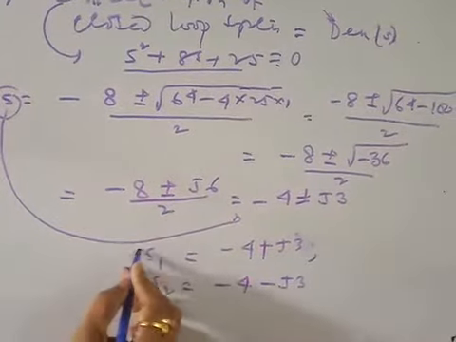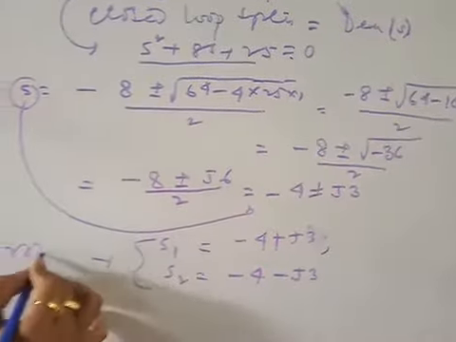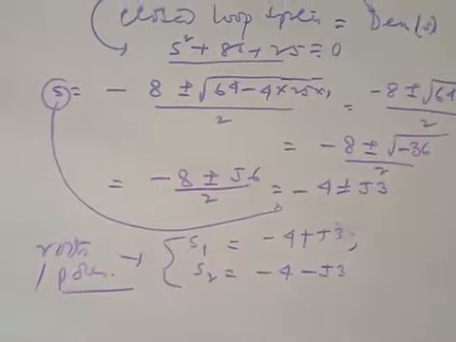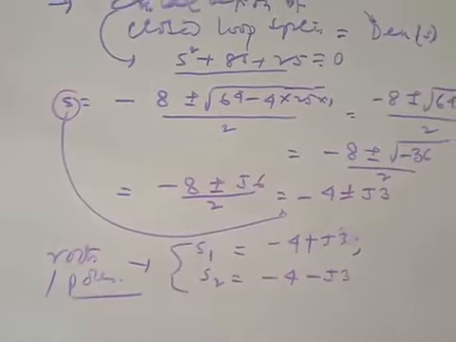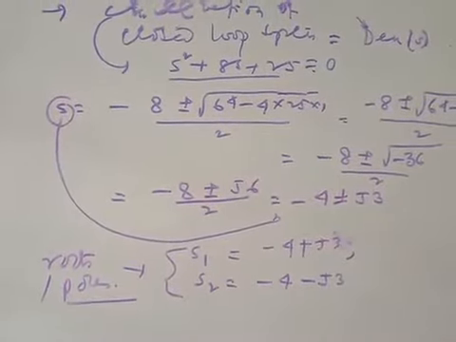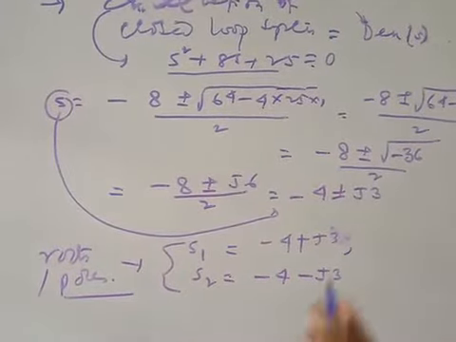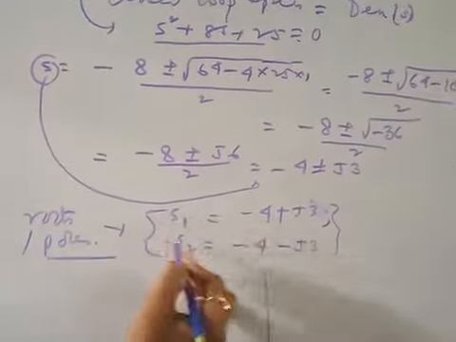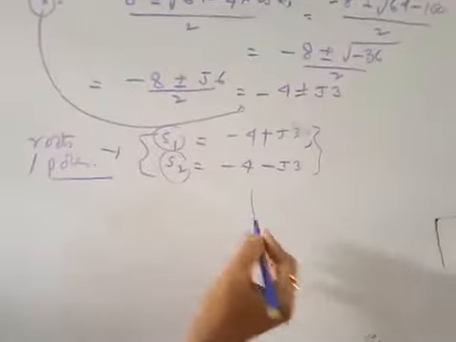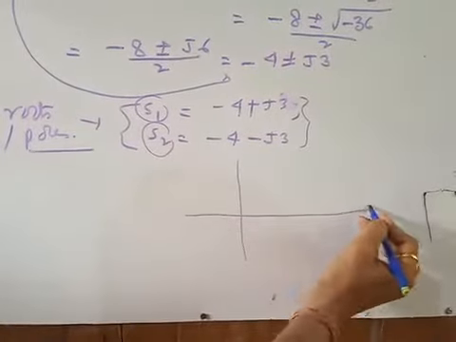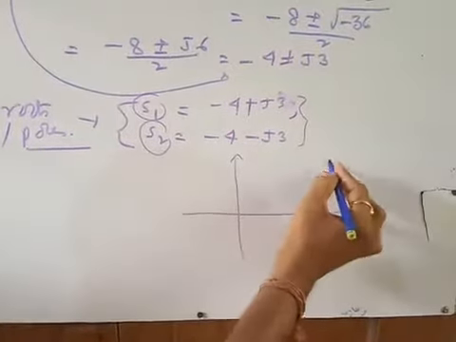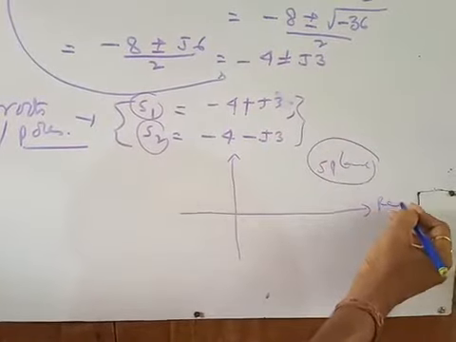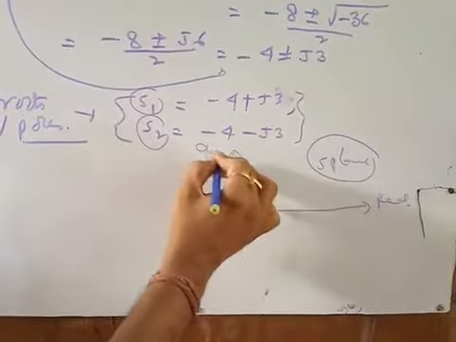These are known as roots or the poles, right? Once you get the poles, that means these poles, minus 4 plus j3 and minus 4 minus j3, what does it mean? Actually, these are the values of s, so these are the pole locations on the s plane. This is your real value, this is your imaginary value.